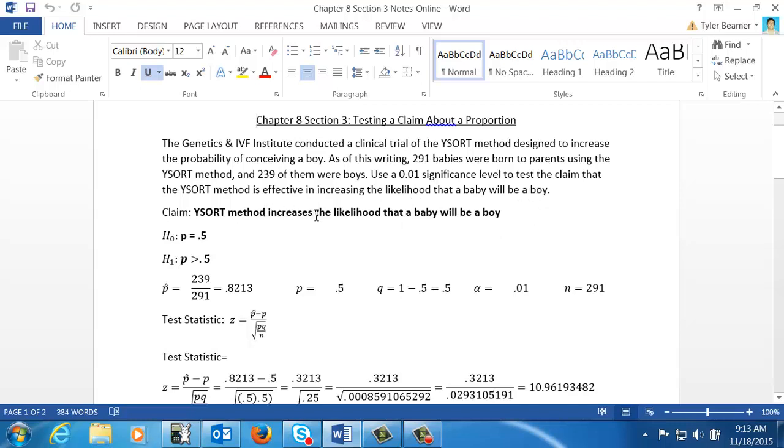So the claim is that the Y-sort method increases the likelihood that a baby will be a boy. Our null hypothesis is that you have a 50-50 chance of having a boy or a girl, so the probability would be 0.5. The alternative hypothesis is that using the Y-sort method, the probability of conceiving a boy would be greater than 0.5, so it would not be a 50-50 chance. Our significance level is 0.01, so we want to keep that in mind.